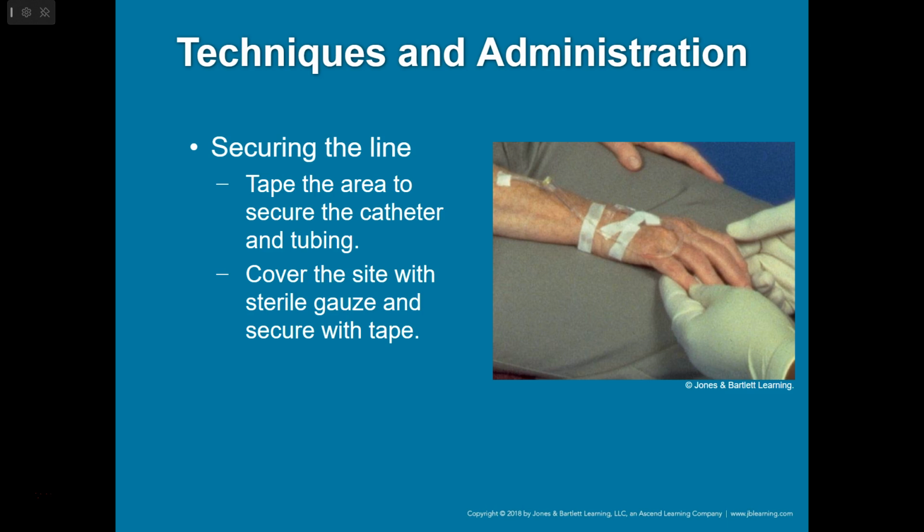Secure the line. Tape the area to secure the catheter and tubing. Cover the site with sterile gauze and secure with tape. The site where the catheter enters the skin should be covered with, we call them Tegaderms. That's probably a trade name. It's like a little plastic covering that you can see through so you can visually see where it enters the skin, and it also prevents any infection. You want to keep that sterile. You don't want to stick it to your cabinet or something before you put it on the patient. Try to keep it sterile as best you can.